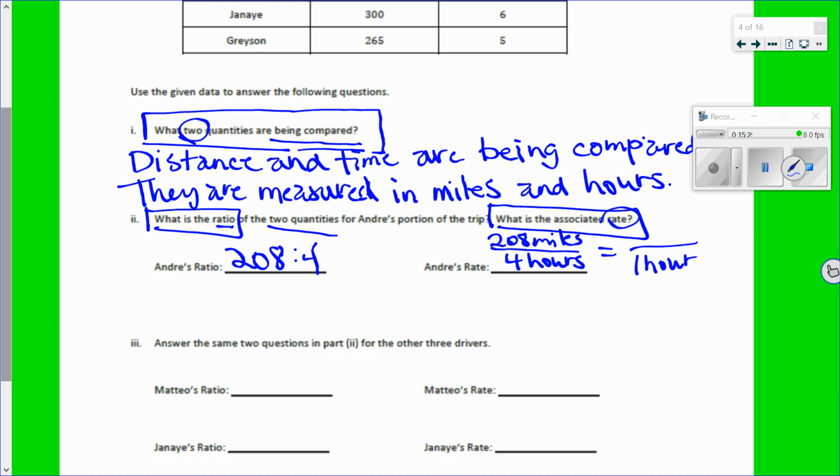So how did I go from 4 to 1 right here? You divided by 4. Good. Divide by 4, and that gives you what? So I'm dividing 208 divided by 4 gives you 54.